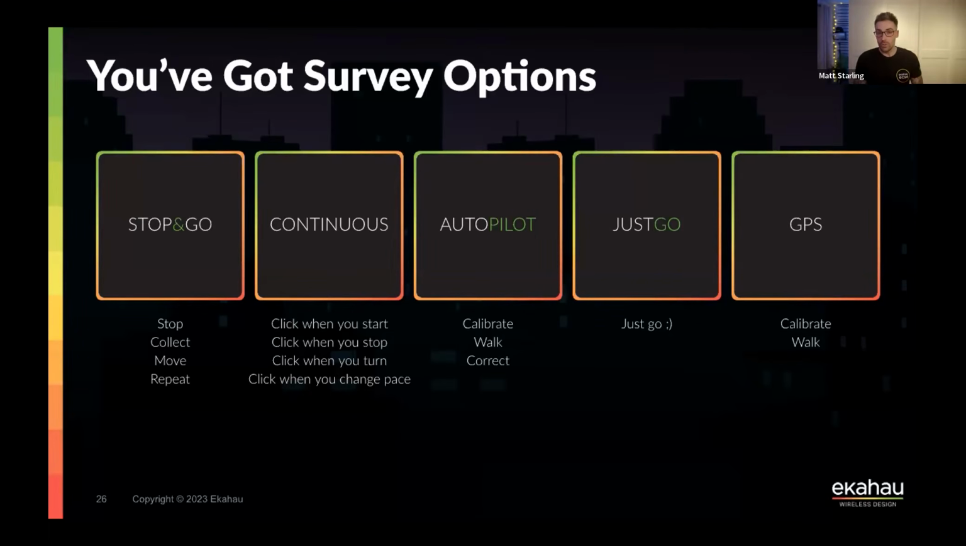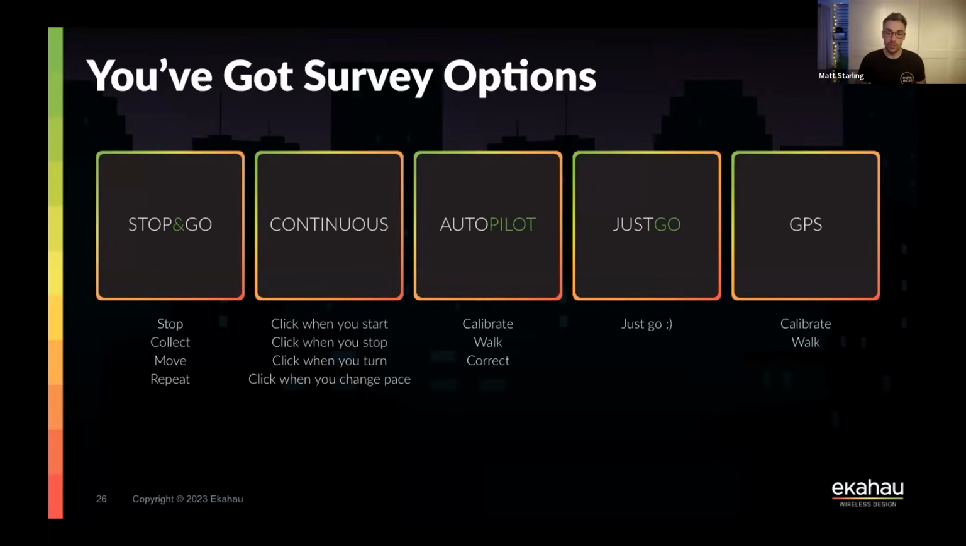Alternatively, you can also use our autopilot feature, where you just calibrate distance initially on the map with a couple of reference points, and then you just walk around. Using the ARKit built into iOS devices, it automatically maps out your survey path for you, and you have that information.